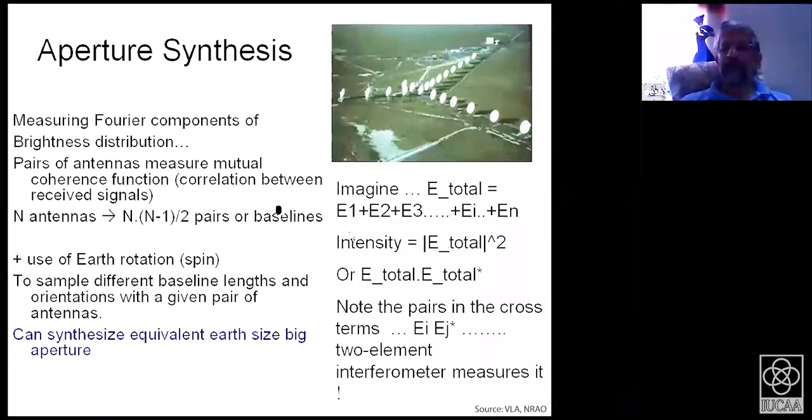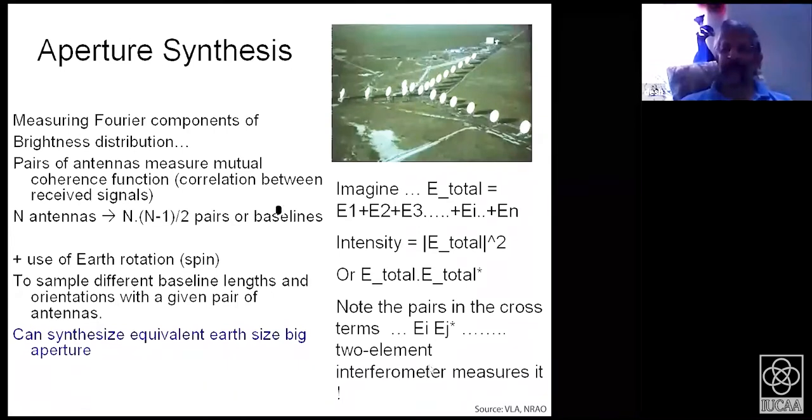And your simple maths will tell you that it will amount to a grand summation of a series of terms, each one of them of the nature Ei, Ej, where i and j correspond to the two different locations across this imaginary aperture. And what we want is this quantity, but this can be gotten by this grand sum of pairwise products of electric field received from different patches or sub apertures in this grand imaginary big aperture.